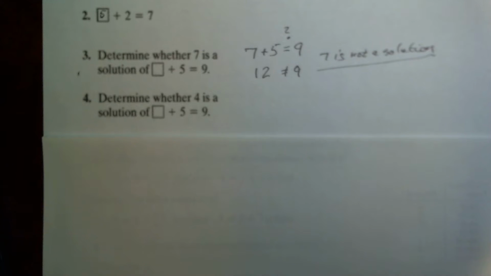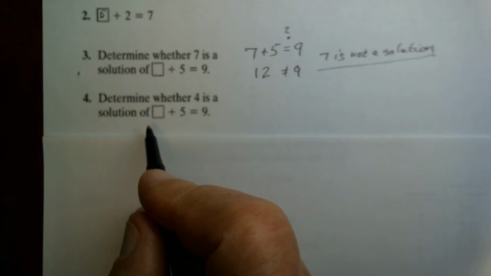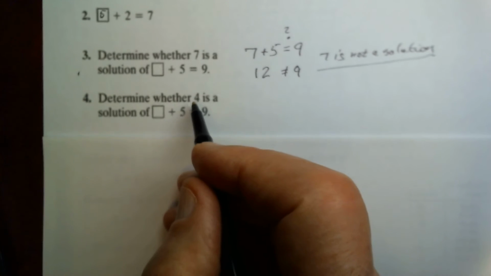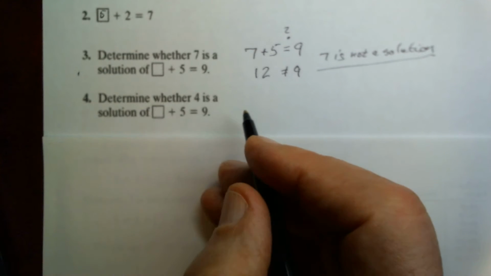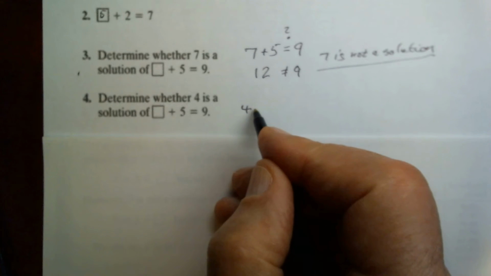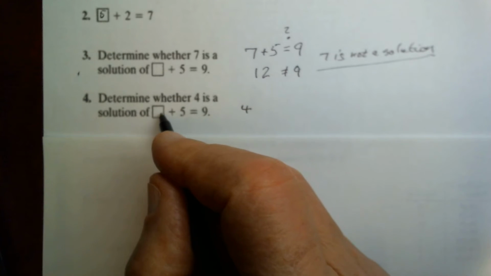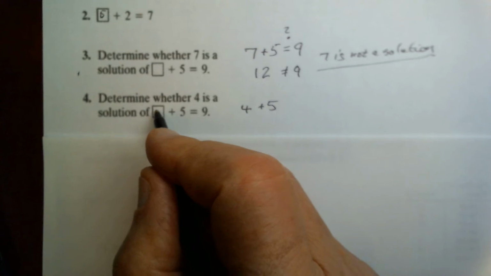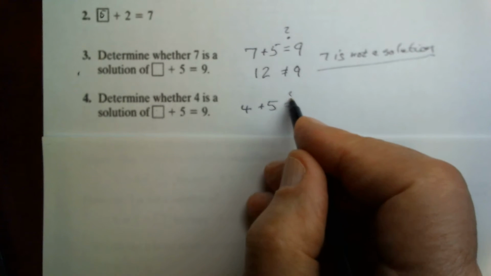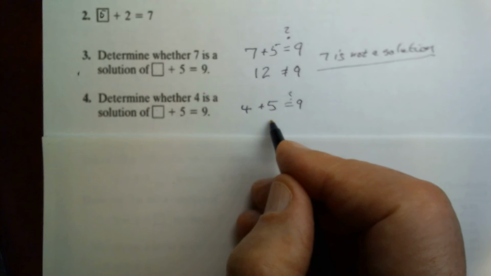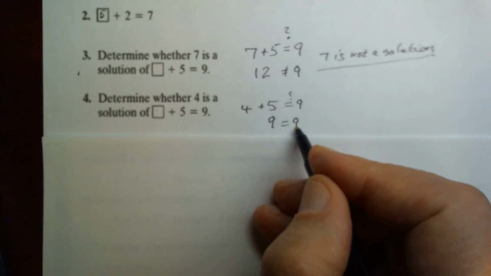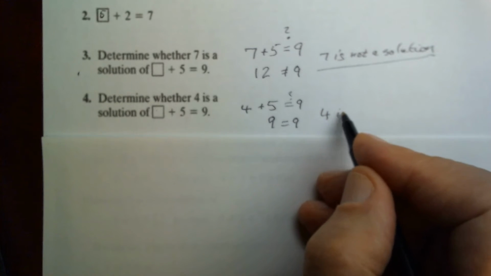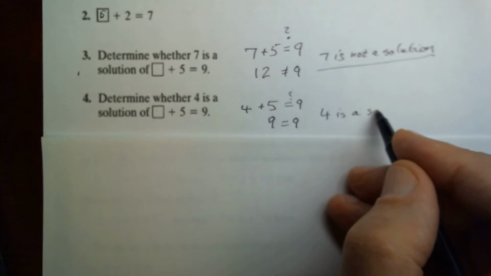Similarly, in number 4, we are asked, determine whether 4 is a solution of the equation blank plus 5 equals 9. So in other words, here we replace the blank spot with the number 4. So that then becomes the sentence 4 plus 5, in other words, this 4 now goes in the blank spot, is that equal to 9? Well, 4 plus 5 is 9, and 9 equals 9. Therefore, we can say that 4 is a solution of the equation.